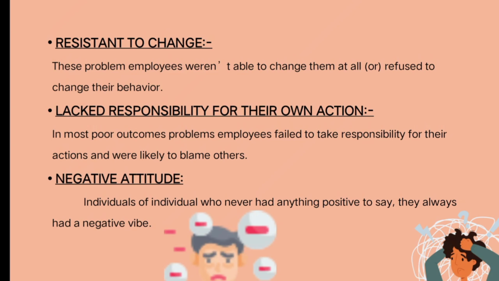I will blame others for my own fault. Next is negative attitude. They will always have a pessimistic behavior. Pessimistic means always saying, I have not completed, I don't want to do it, I don't want to continue. They will not have any positive vibe. When we go and talk to problem employees, they will always be chanting words like, it is not possible, I cannot do it. They will have a negative attitude towards the institution.